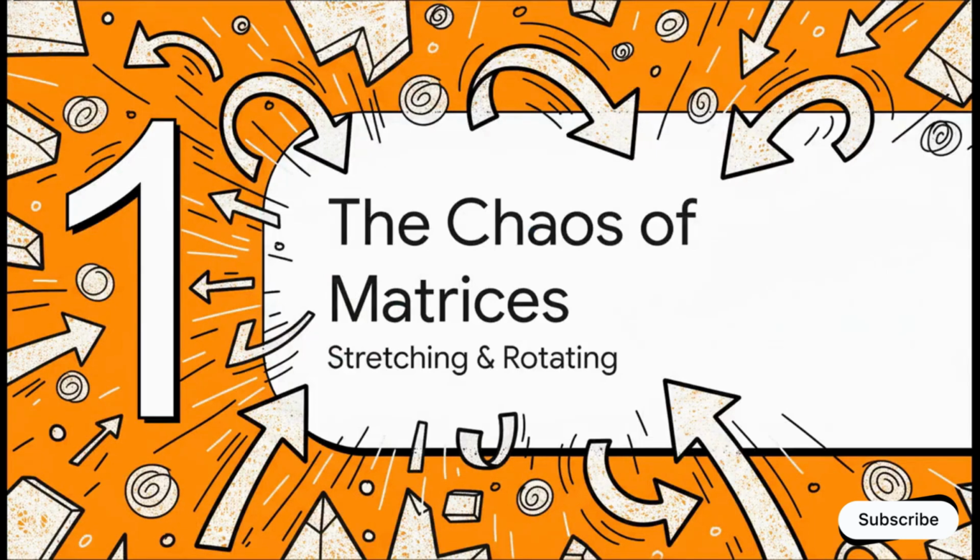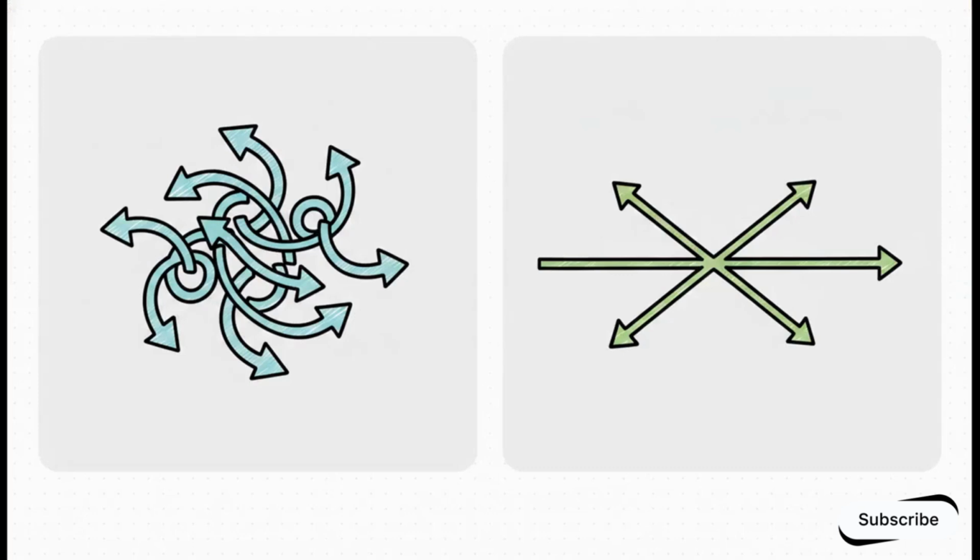Okay, Section 1. The chaos of matrices, stretching and rotating space. Now, to understand this hidden skeleton, we really have to understand the chaos first. Normally, when you multiply a vector by a matrix, it gets thrown around. The matrix stretches it, sure, but it also rotates it into a completely new direction.